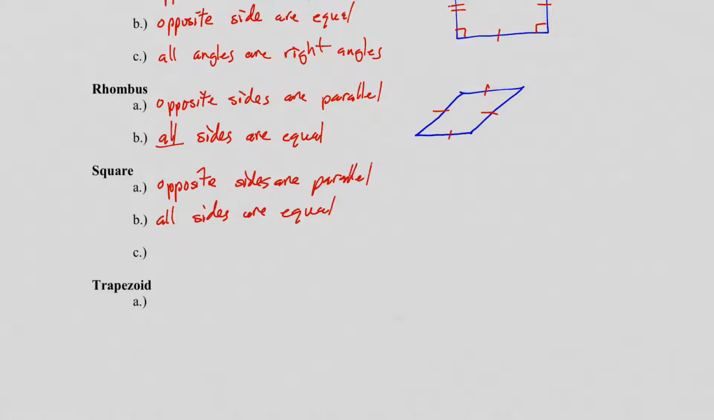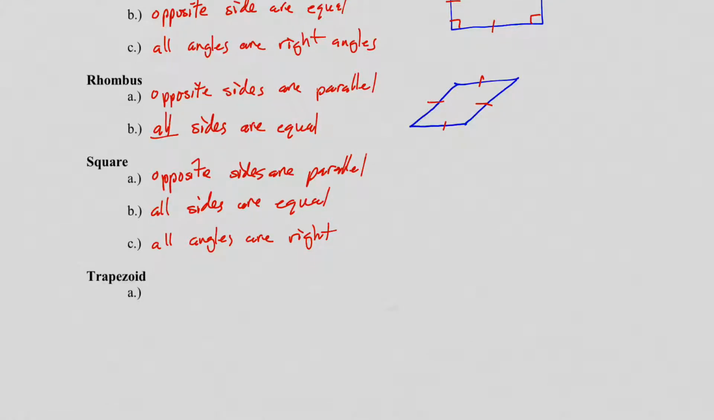And then the additional one would be all angles are right. Okay. So we push this rhombus till it's now straight, so that we have 90-degree angles here and all sides equal.